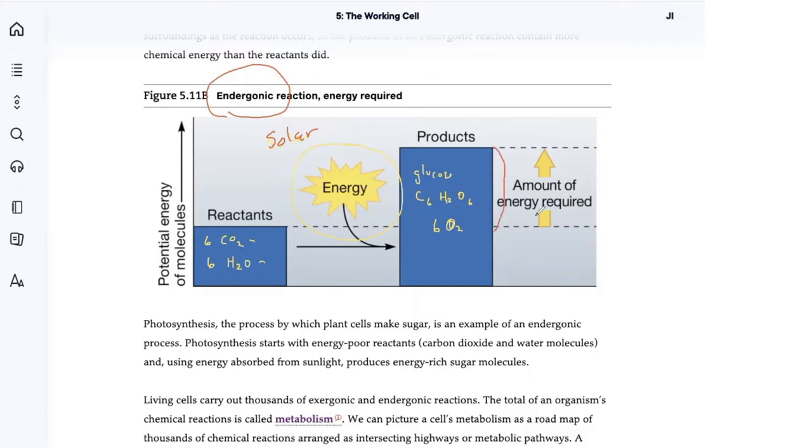In this case, glucose represents a higher state of energy compared to the reactants that we're starting off with. The reactants would be low energy, more stable, compared to the product, higher energy. And it actually describes what I just said down here. Photosynthesis is the process by which plant cells make sugar, and that's a good example of an endergonic process. Now, I think I'm going to go back to my original share here, which is the whiteboard.